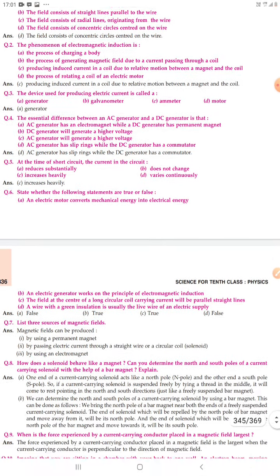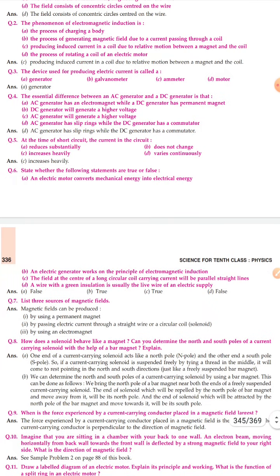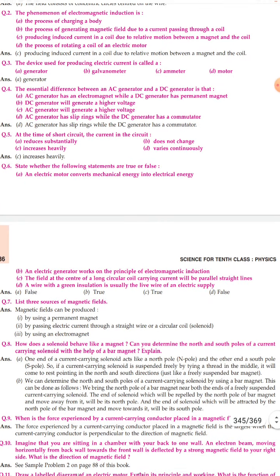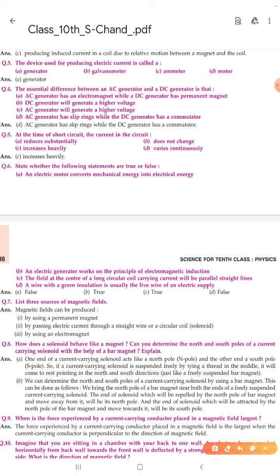Now next thing, third one, the field at the center of a long circular coil carrying current will be a parallel straight line. We discussed the current carrying straight wire. Now it is talking about the circular wire, a current carrying circular wire, which also produces a magnetic field. So what about the magnetic field at the center of the circular wire? We already discussed that at the center of the circular wire there is a straight line. You should know this thing.